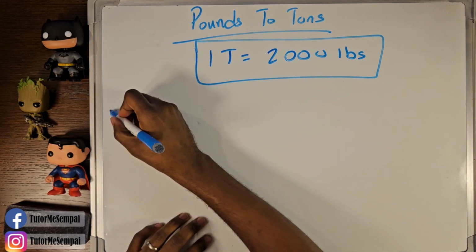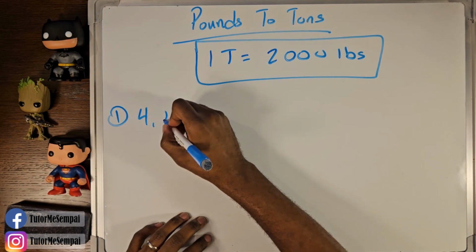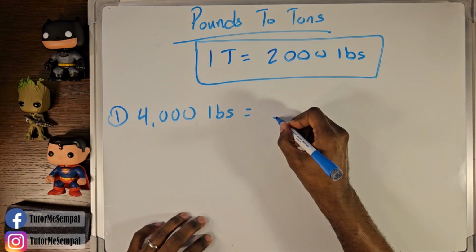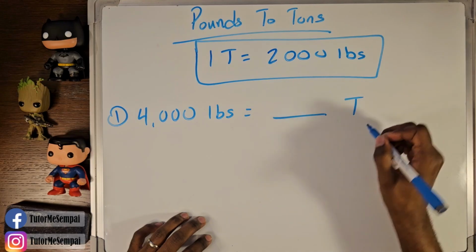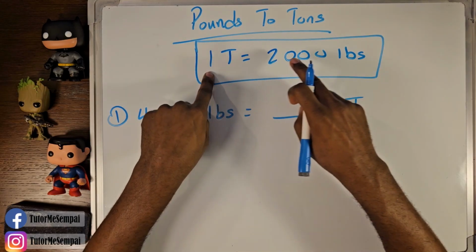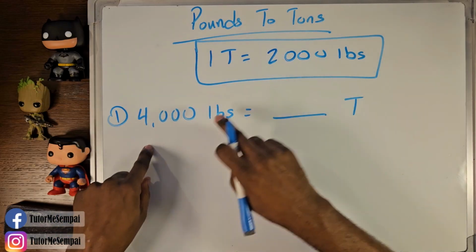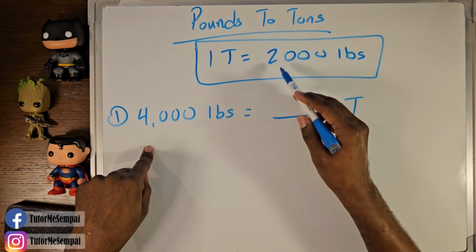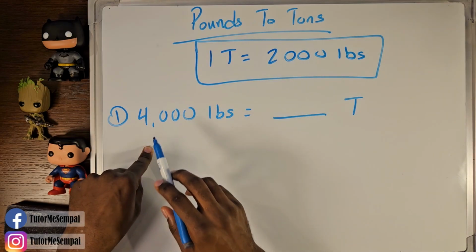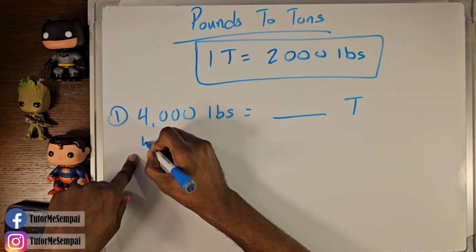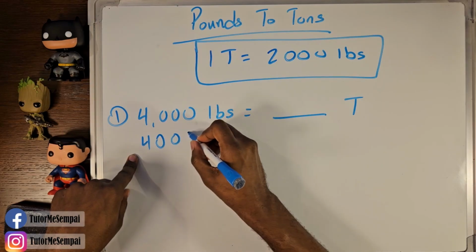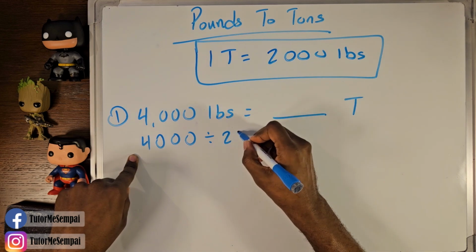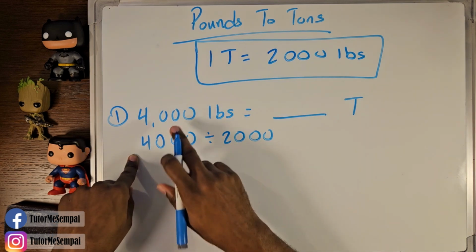So let's start with a very easy one. 4,000 pounds, and we want to know how many tons do we have? Well, each ton is going to be 2,000 pounds, and we have 4,000 pounds. So we want to know how many groups of 2,000 do we get from this 4,000? That tells you want to divide. We're going to divide our 4,000 by this 2,000 to see how many groups make up that 4,000.